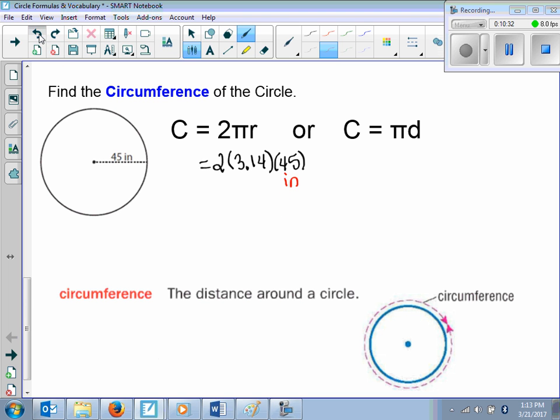So now, let's simplify. So we just use our calculator to help us simplify. So that's 2 times pi, 3.14, times 45. And what does that give you? 282.6. Very good. And we don't have to round to the 10th because it's already at the 10th. And our units will be inches. Is everybody clear?